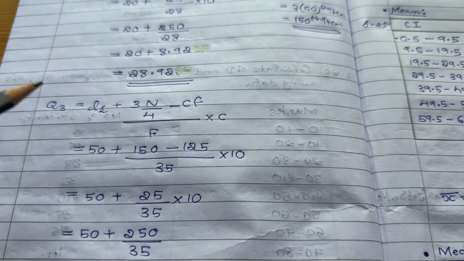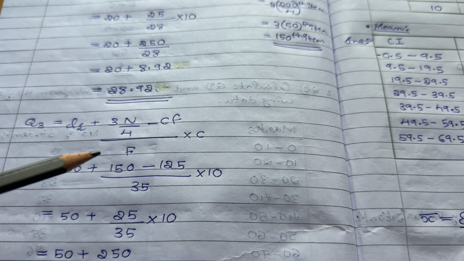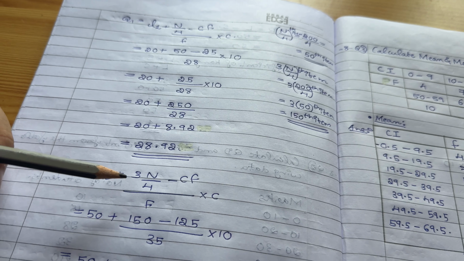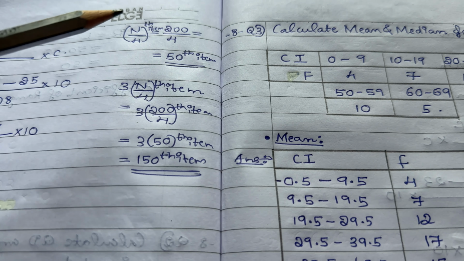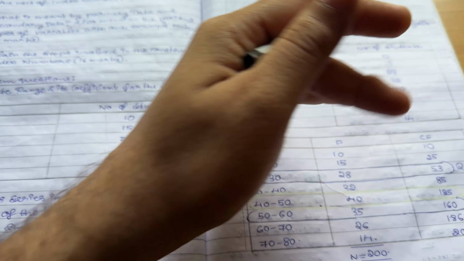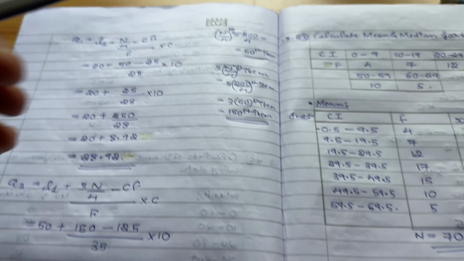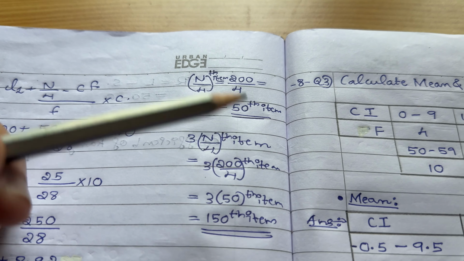For Q3, Q3 is equal to L1 plus 3n by 4 minus CF divided by F into C. An extra 3 will come instead of Q1. Now n by 4 and 3n by 4 we have to do separately on the side, and find the n by 4th item. What is the n we have got here? The total frequency is 200, right? So n by 4 is 200 by 4, the 50th item.